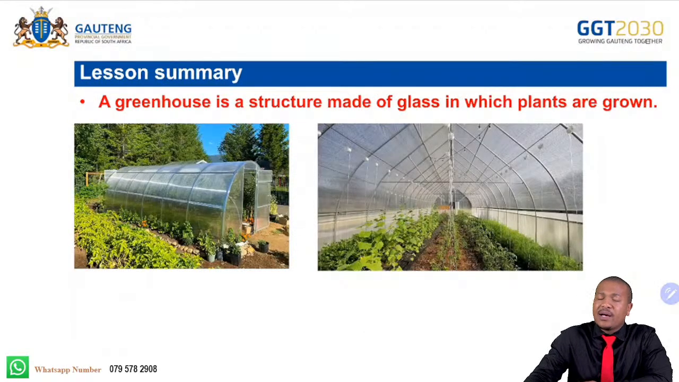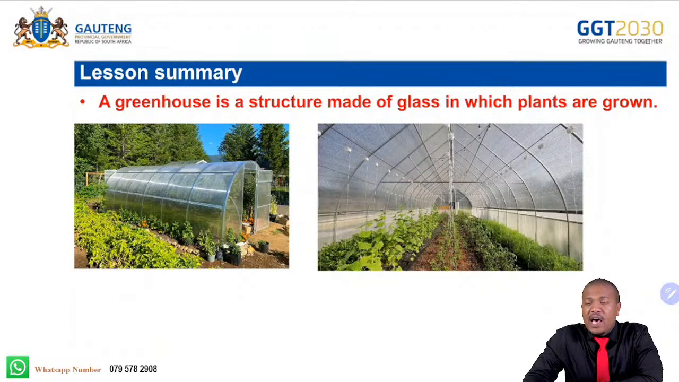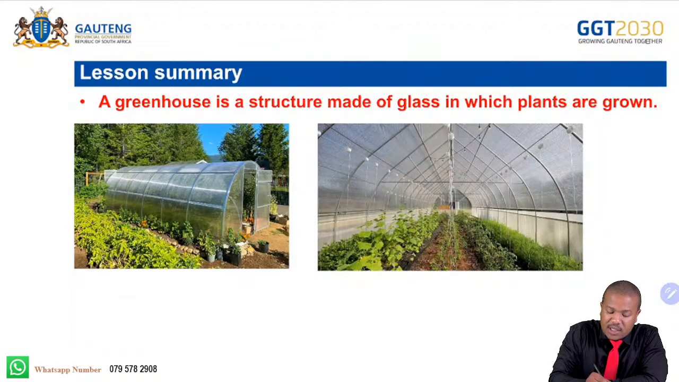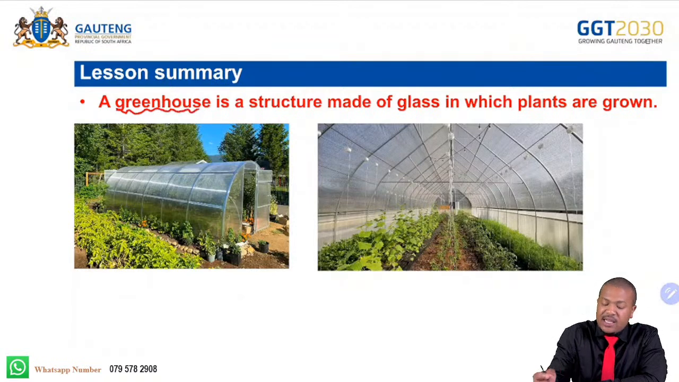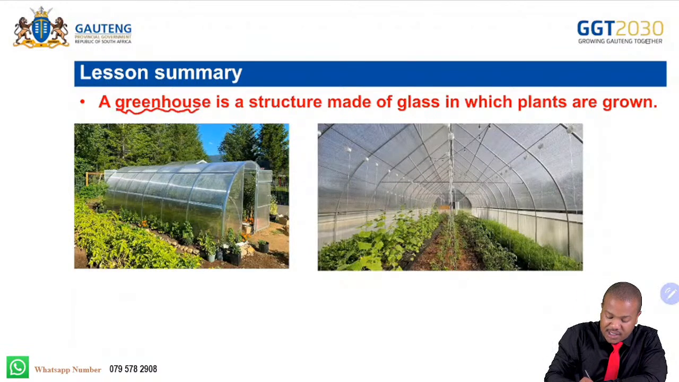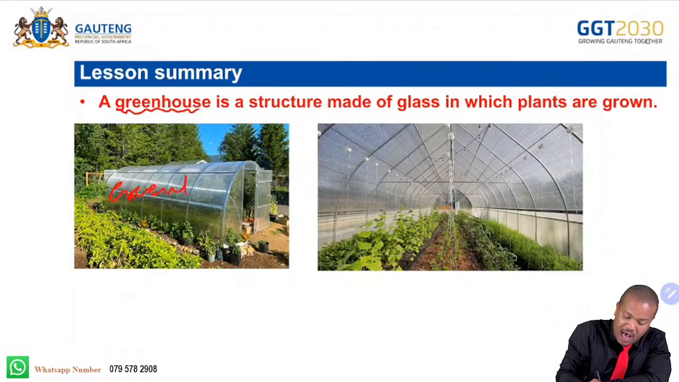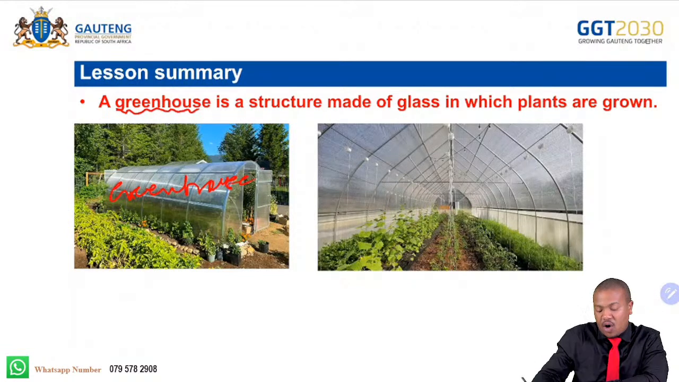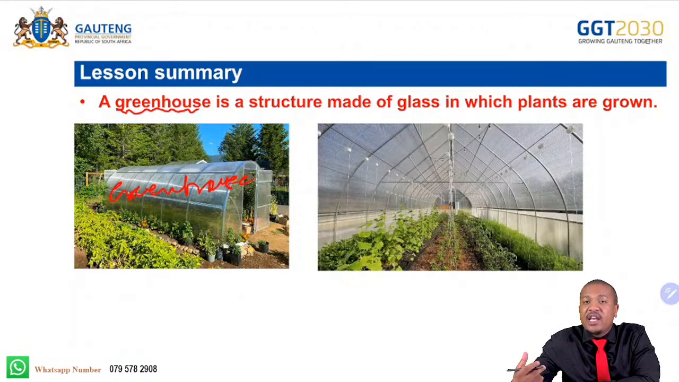Now let's summarize what we have learned for today. In today's lesson, our topic was the greenhouse effect. We started off by introducing a greenhouse, a structure made of glass in which plants are grown. This is the structure that we see, our greenhouse. The glass allows the energy from the sun to pass through, but does not allow energy out again, making the plants grow well.